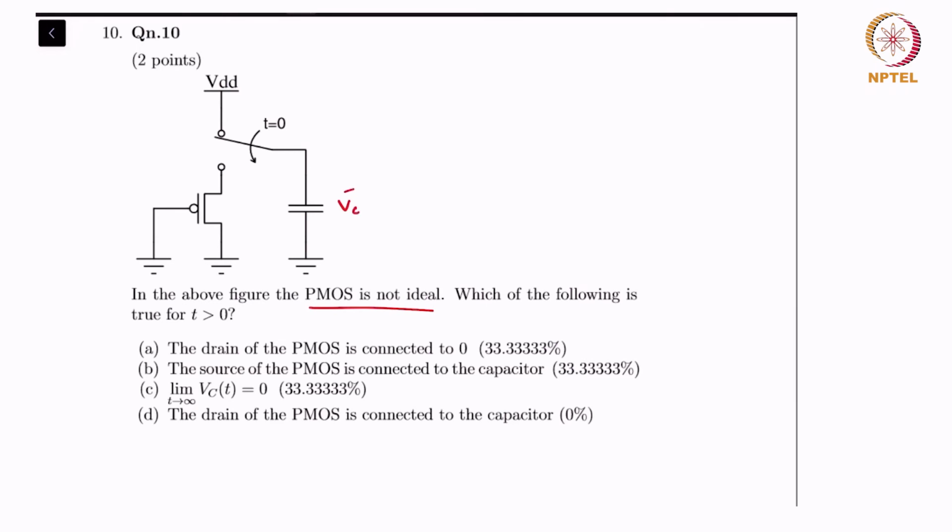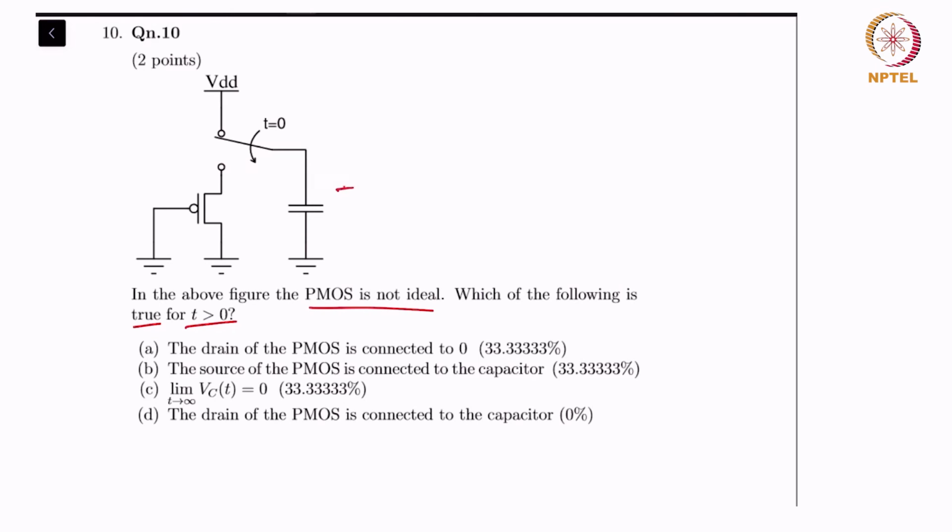Even though we have not been given a value for Vc of t, we can assume that it's between 0 and VDD, right, because 0 is the lowest voltage and VDD is the highest voltage for the circuit. And in this case, we are asked which of the following statements are true for t greater than 0. So for t greater than 0, it will be closed and this will not be there.